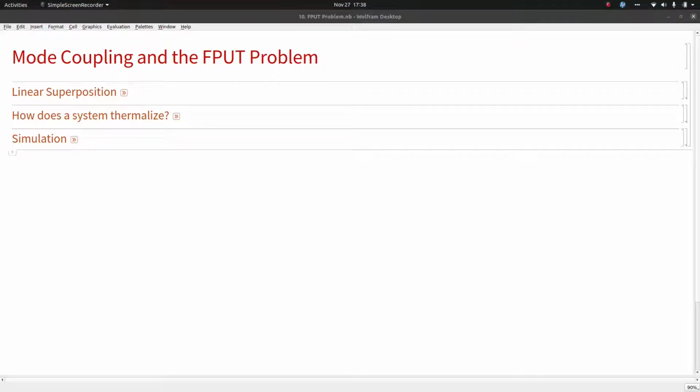Today is going to be kind of a special topic. We're going to be talking a bit about mode coupling and the FPUT problem. So we're going to go into a little bit of review on linear superposition. We're going to talk about how a system thermalizes. We haven't really talked about any sort of thermal physics, but we'll give you some background there. And then we'll go into a kind of classic simulation of the FPUT problem.